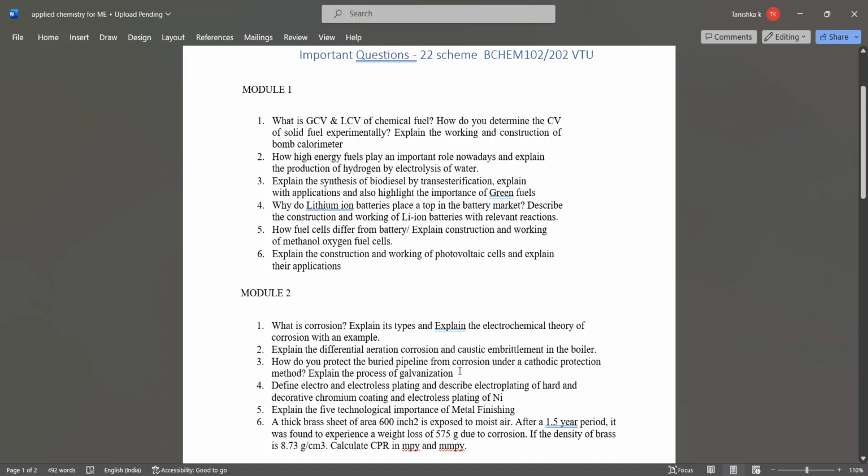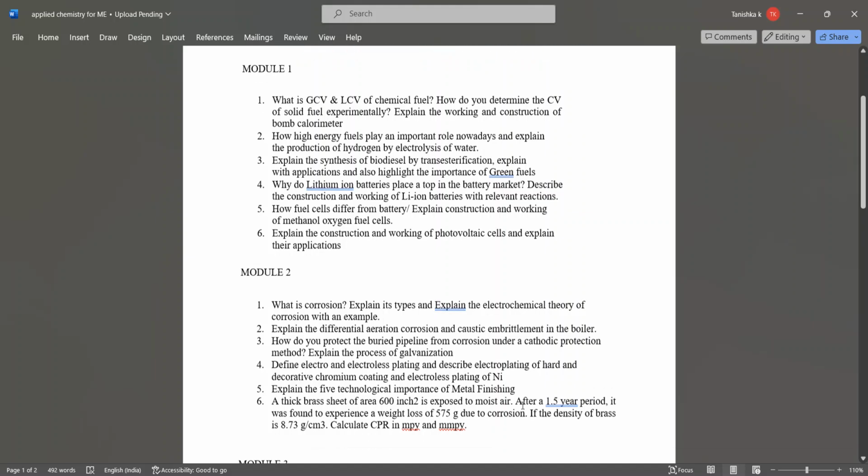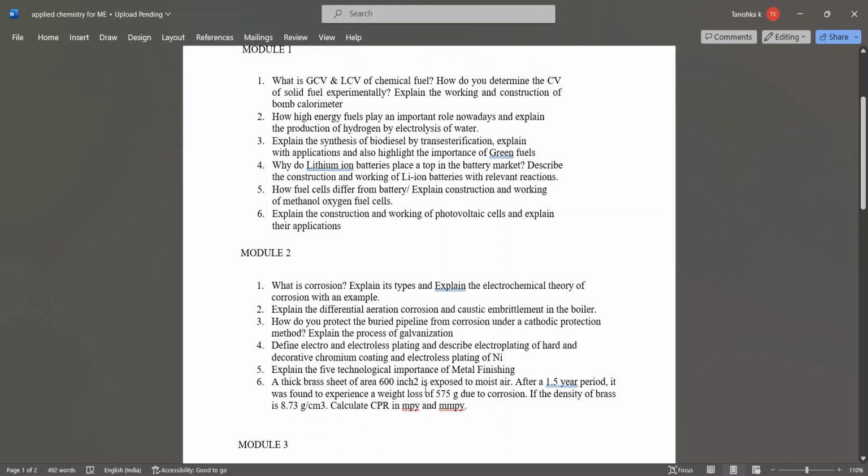Explain the process of galvanization. Define electro and electroless plating and describe the electroplating of hard and decorative chromium coating and electroless plating of nickel. Explain the five technological importance of metal finishing. Then this is a problem based on a calculation of CPR in MPY and MMPY. So this type of problem they may also ask.